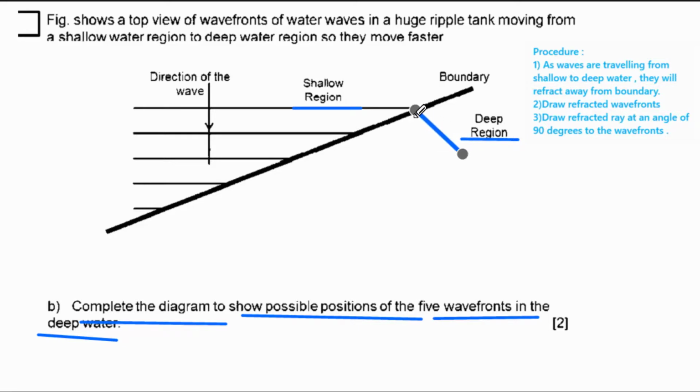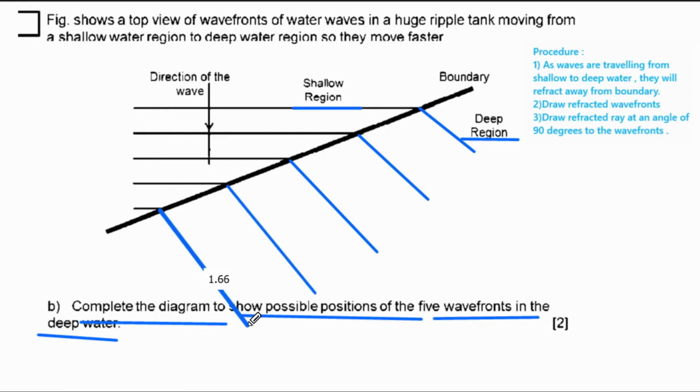Refracted away, so this is how we can draw our first wavefront, refracted away, and we can draw the second wavefront. They have to be parallel and the distance between them has to be greater. So these are a few points we have to keep in mind when we draw these wavefronts. They have to be parallel and the distance between them has to be longer as compared with the distance between wavefronts in the shallow region. So this is how we can draw. The last one we can draw like this.